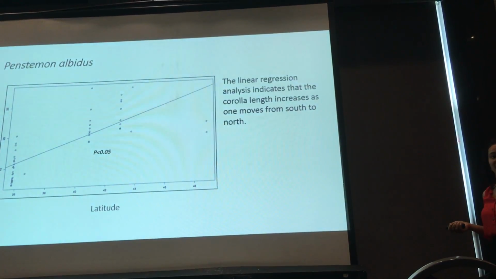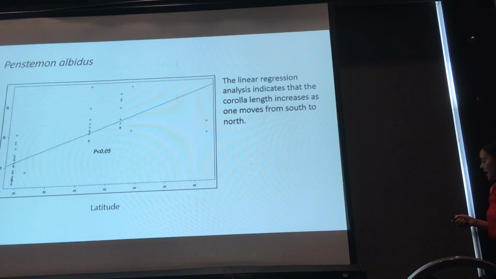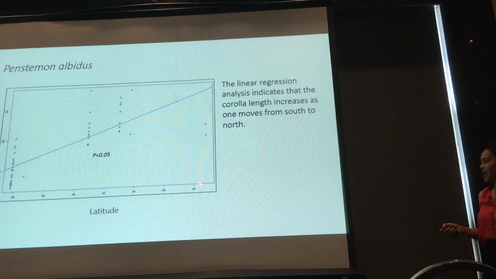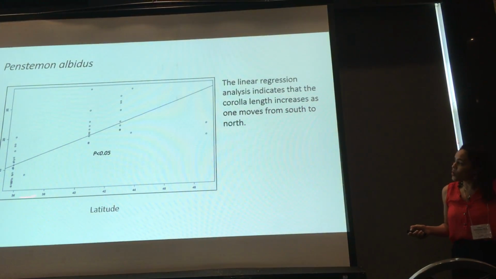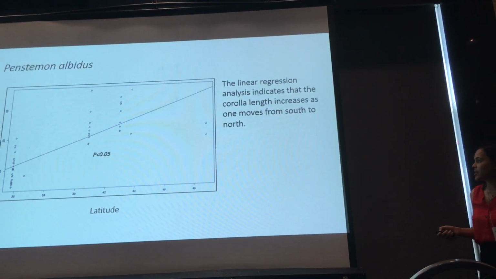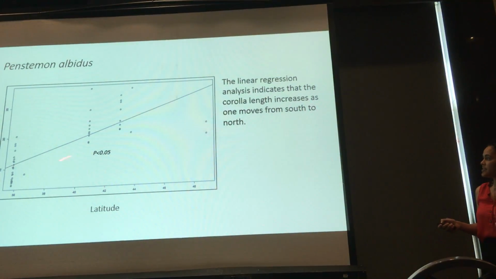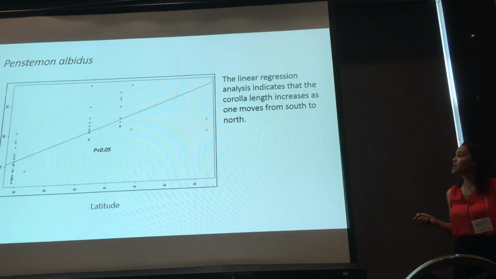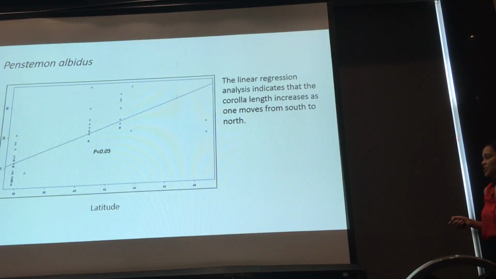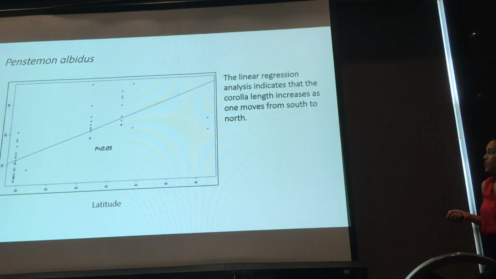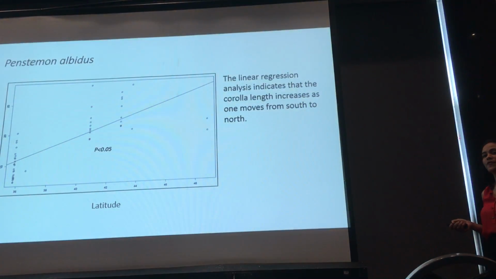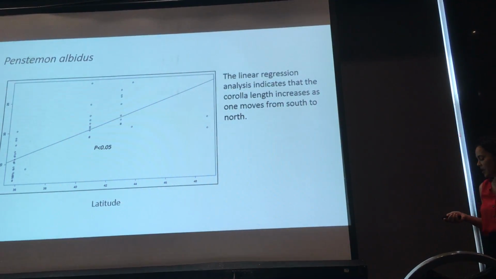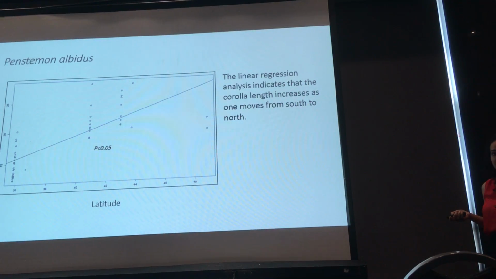Here's an example of the analysis that I did to answer that question. I did a linear regression analysis where latitude or longitude were on the x-axis and corolla length and other flower traits were on the y-axis. This line here represents the regression line. The graph shows that for Penstemon albidus, there is a significant relationship between latitude and corolla length, so that as you move from south to north, the flower size, in this case the corolla length, increases.